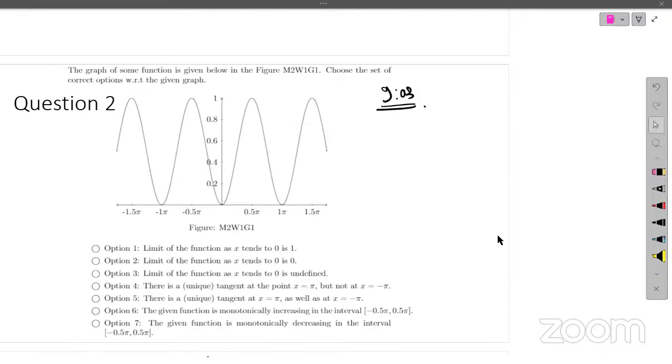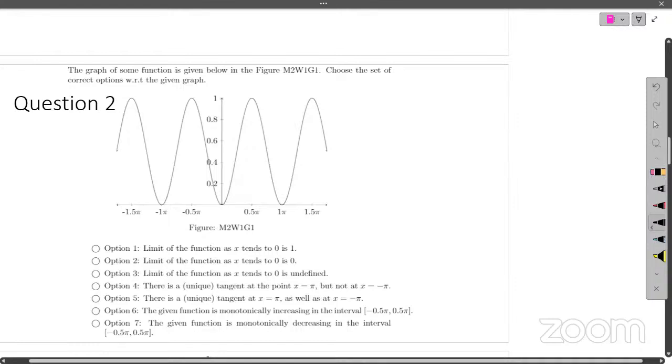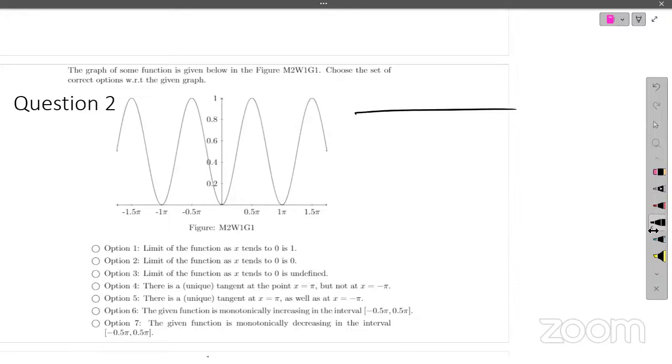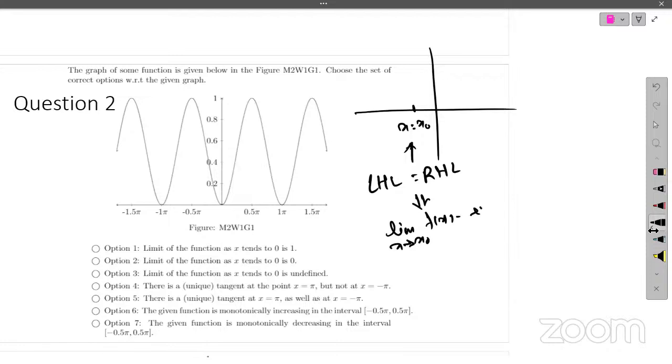Okay, so let's solve this question. This question you can answer just by observing the graph. Whenever you have a graph and the option involves a limit, let's recall how we check the limit of a function using a graph. Suppose this is your point x equals x naught, and you have to check whether the limit x going to x naught exists or not. Here we use the concept of left hand limit and right hand limit. We want the left hand limit to be equal to the right hand limit. Then only we will say that the limit x going to x naught of f of x exists.